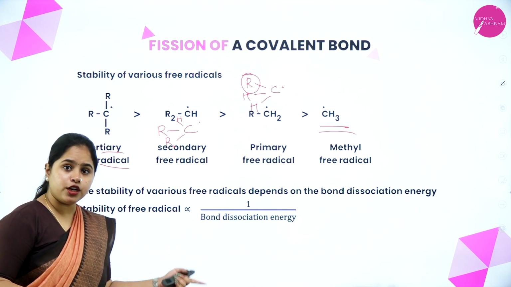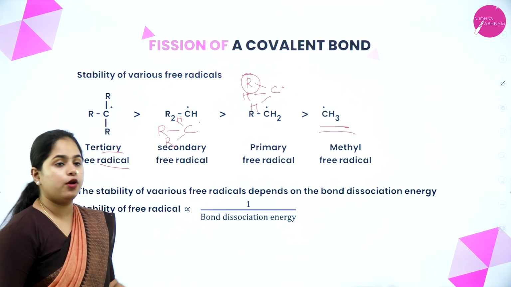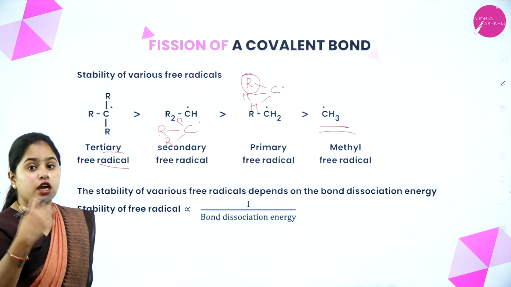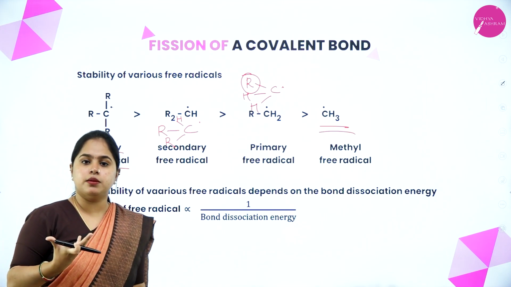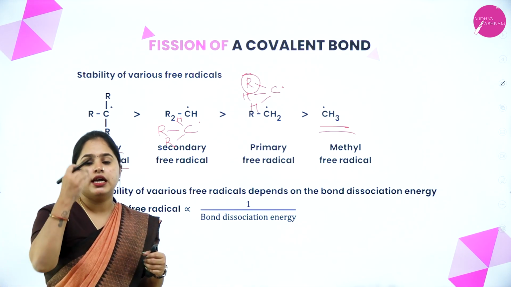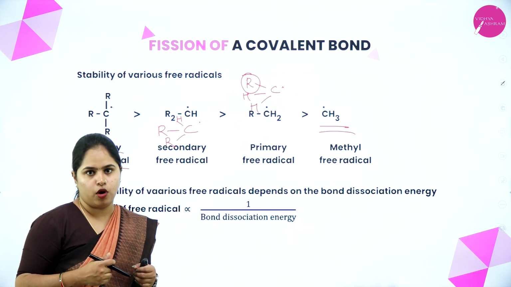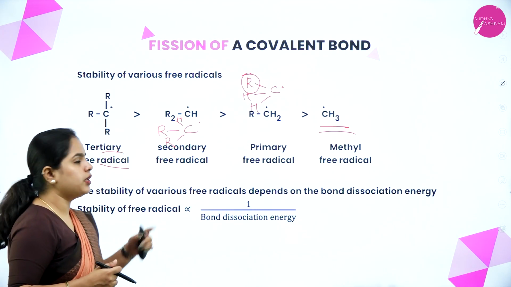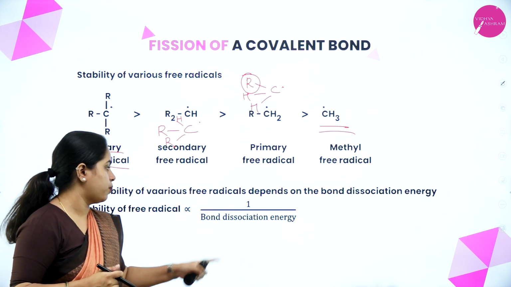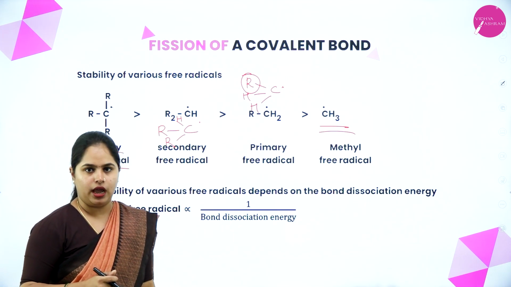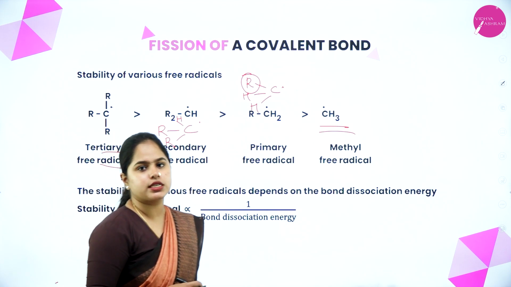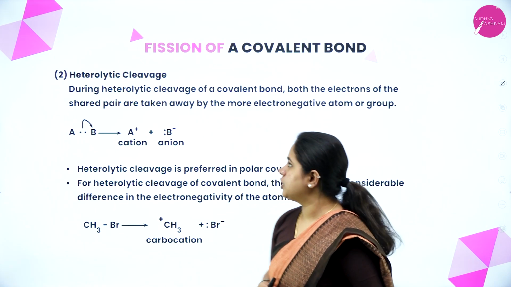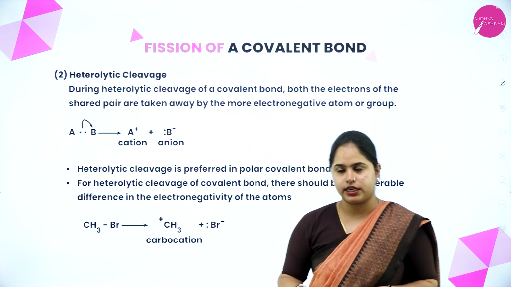The stability of the free radicals depends upon the bond dissociation energy. If they have high stability, they are very stable, meaning it will be very difficult to break the bonds. So the stability of free radicals is inversely proportional to the bond dissociation energy. So I hope it is clear. This is about homolytic cleavage. Now moving on to the next type, that is heterolytic cleavage.